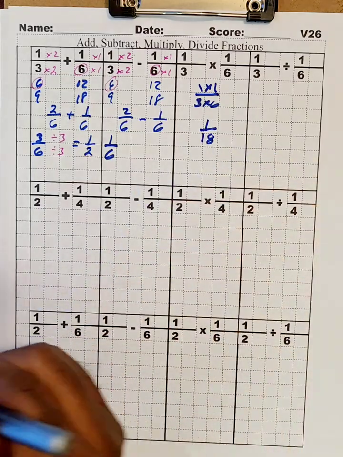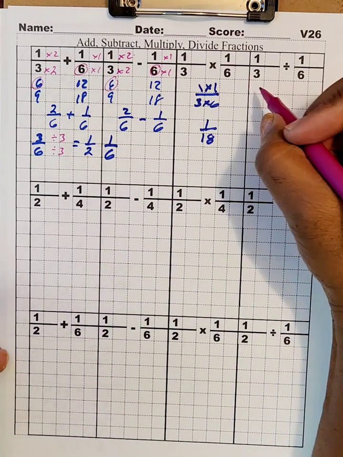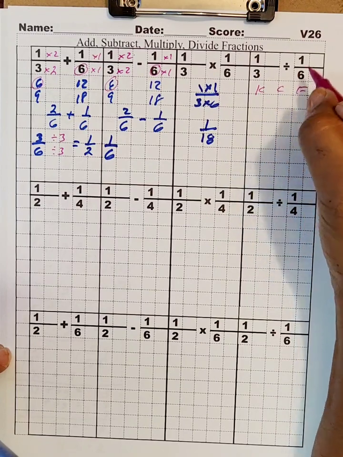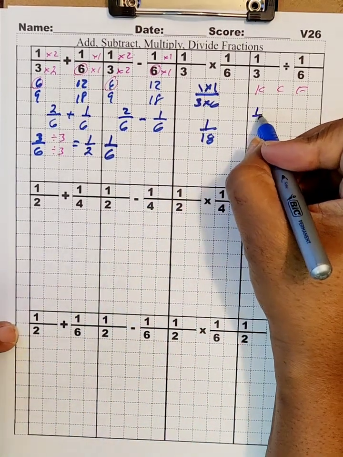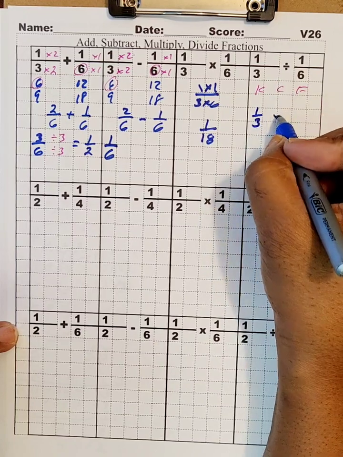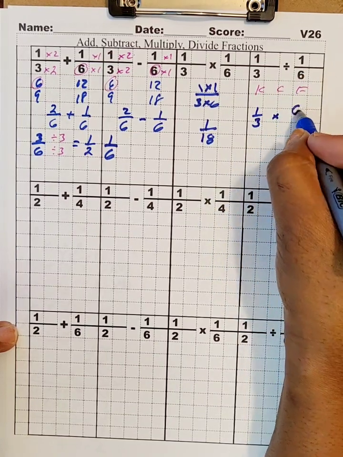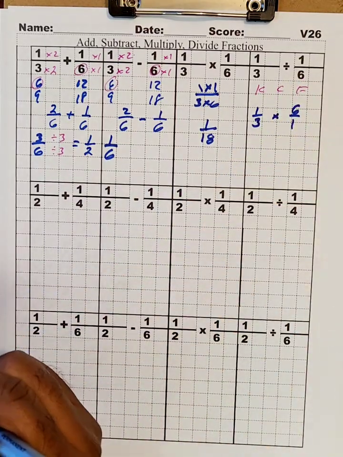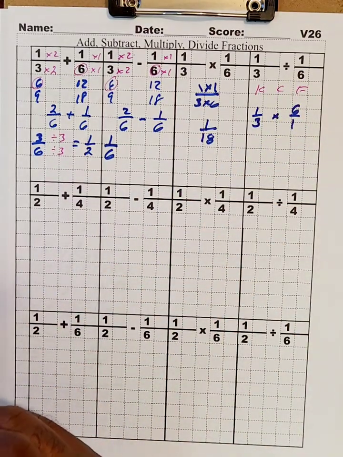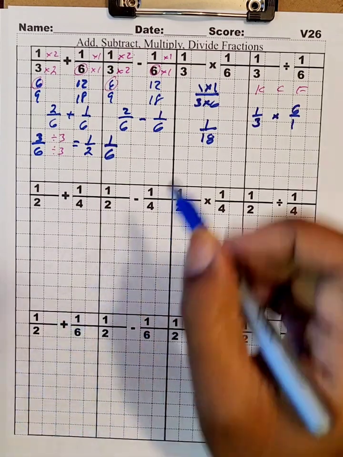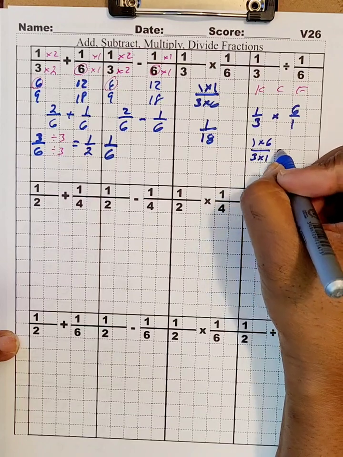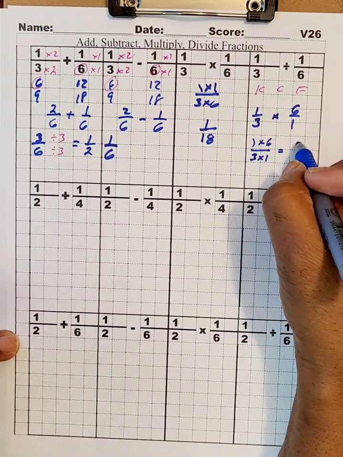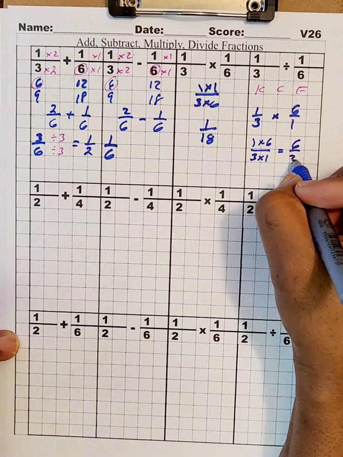Okay. When it comes to division of fractions, we're going to do a keep, change, and a flip. So we're going to keep 1/3, change this to multiplication, and flip this to 6 over 1. Now since this is now multiplication, we're going to multiply the numerators. So what we're going to get is a 1 times a 6 and a 3 times a 1. And 1 times 6 is 6. 3 times 1 is 3.